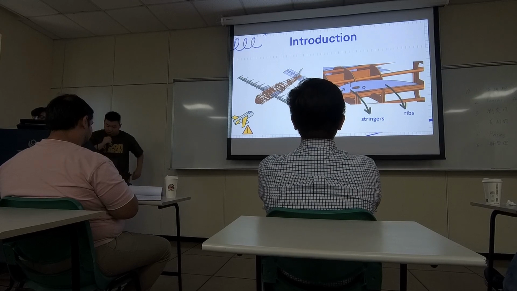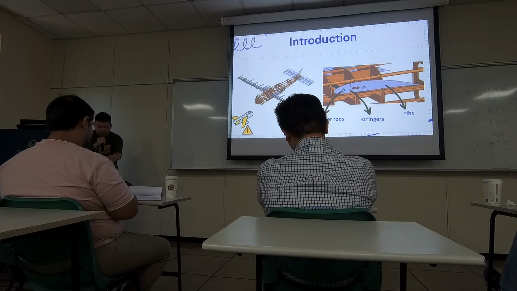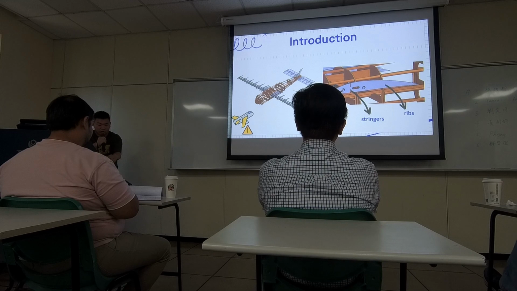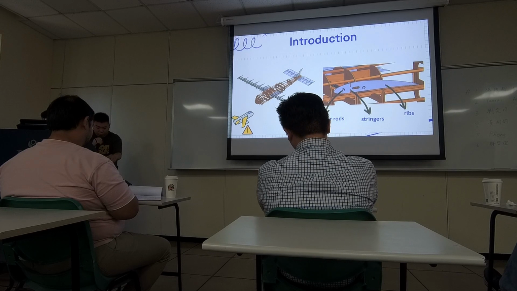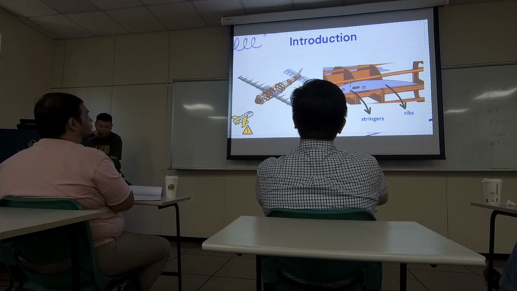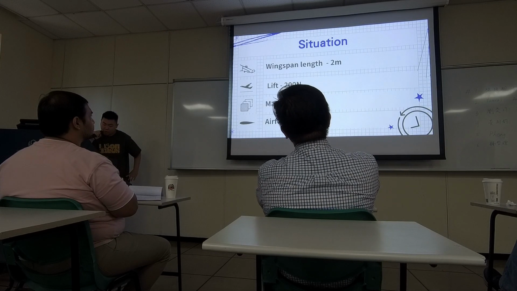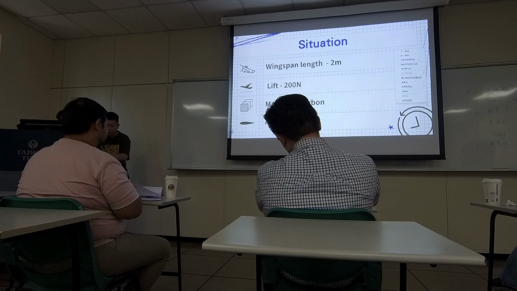So before we start, there's one thing we should all know, that the structure of an aircraft wing is not entirely solid. To reduce weight, the internal structure of the aircraft wing is made up of ribs, stringers, and carbon rods, which can fight against the force of lift and gravity. So this time we want to optimize the size of the carbon rods in the wing structure to reduce the overall weight of the wing.